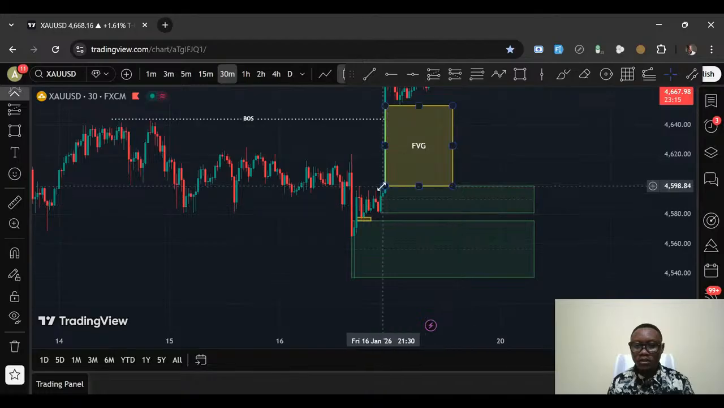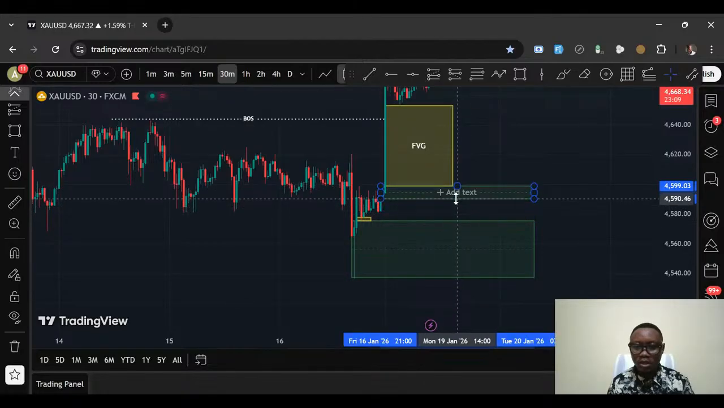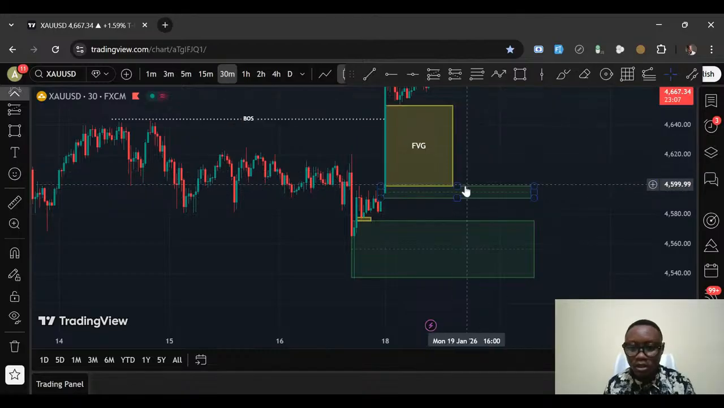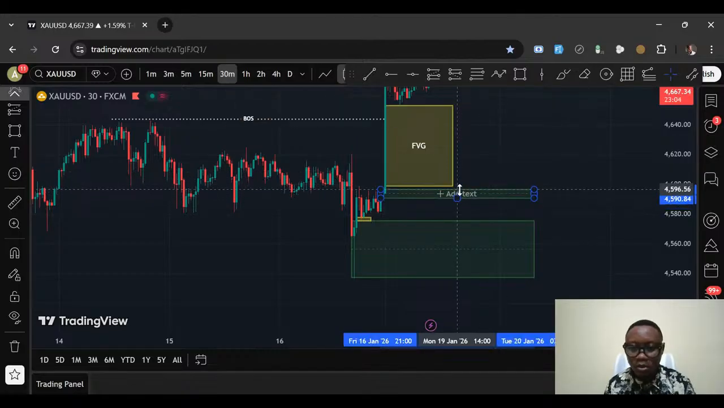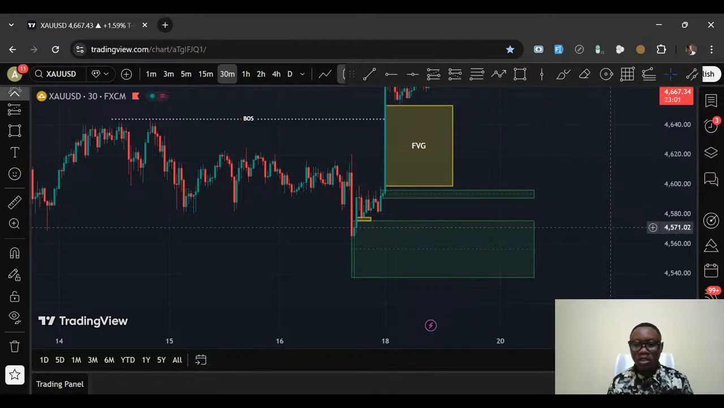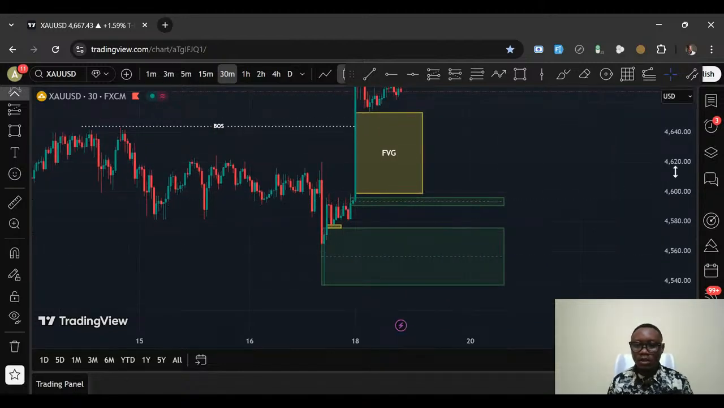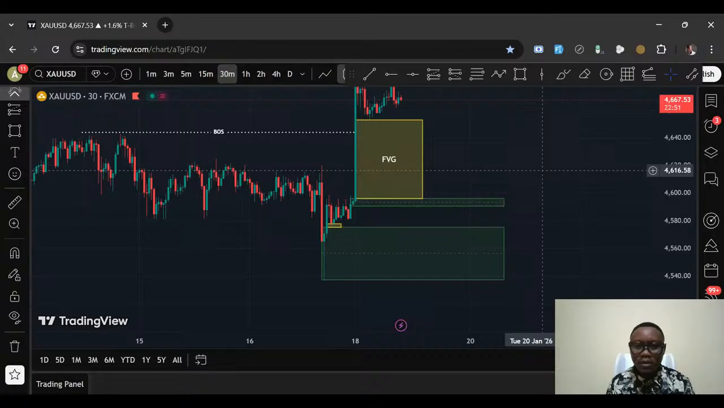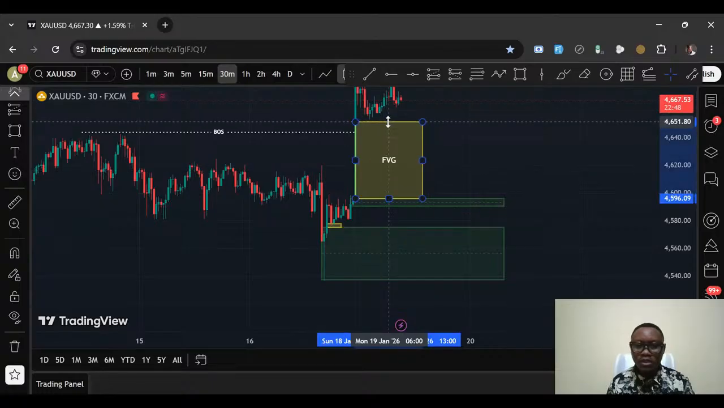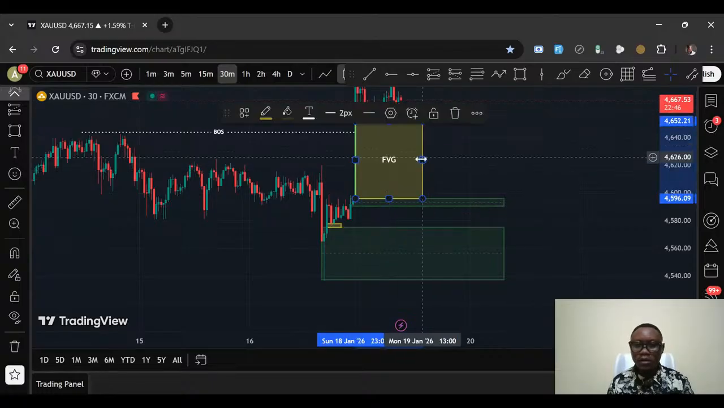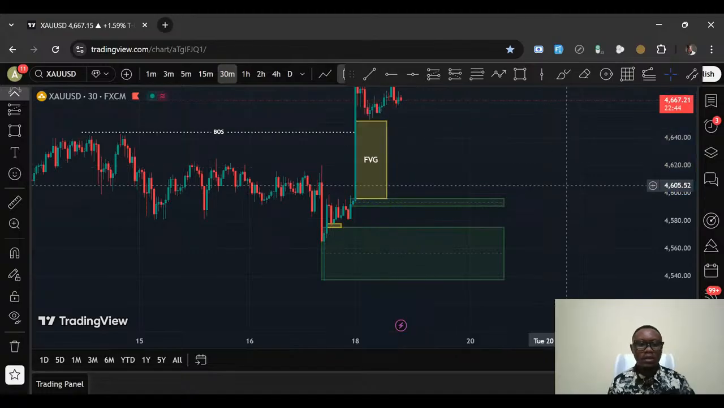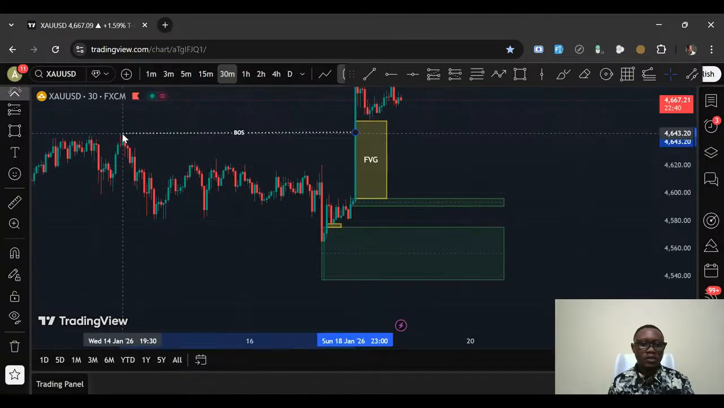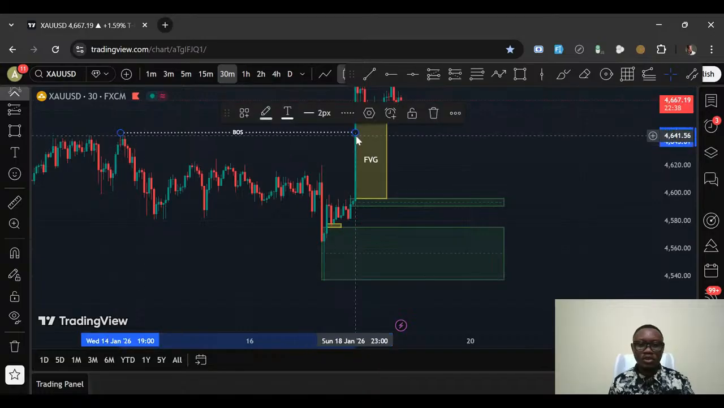Okay. Then for this zone, we have our order block here. And refine it further to this order block on the 30 minutes time frame. Okay, and then our FVG, we'll extend it down to fill up this gap. All right, so this is our FVG. Okay, let's fine tune our break of structure.